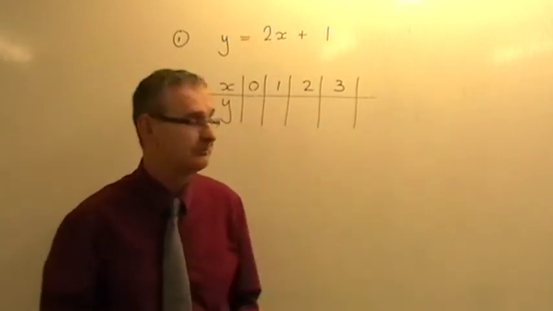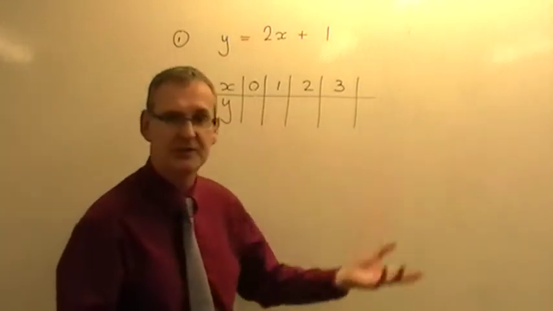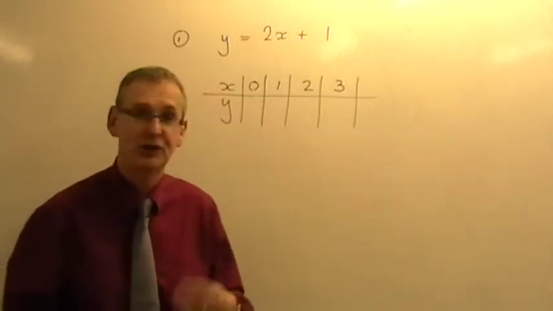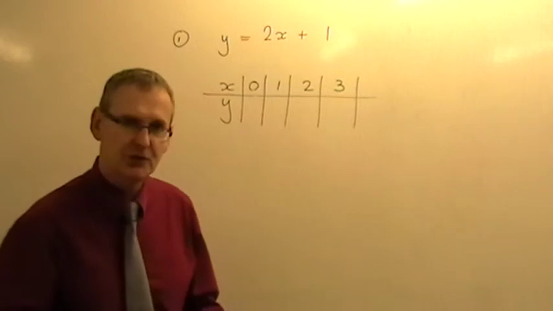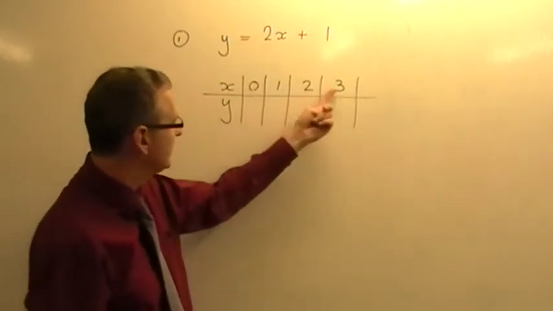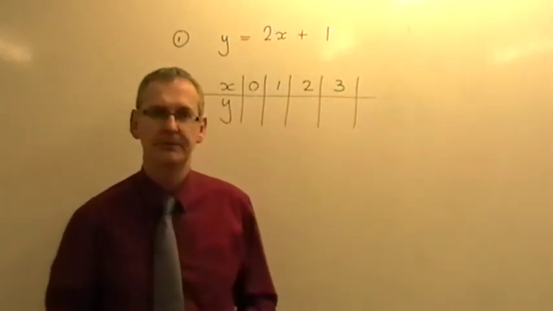Positive, negative, going up in 1s, going up in 2s, going up in 10s. It doesn't matter. You can use decimals. If you're given a choice though, choose nice, easy x numbers like 0, 1, 2, 3.